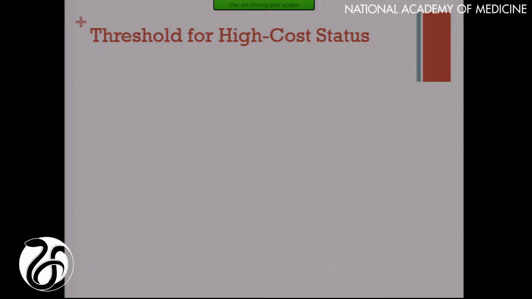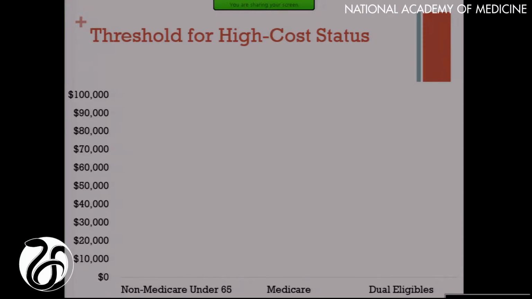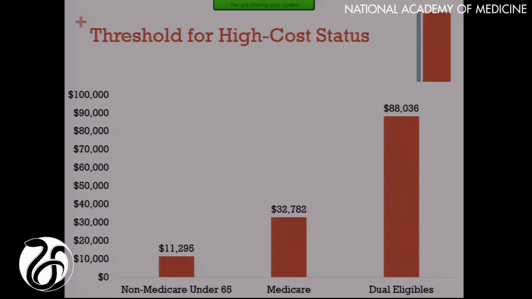If you look at the threshold for becoming high cost, back to those same three populations, the threshold is $11,000, where high cost is defined as the top 10%. Another way to say it is that 90% of people who don't have Medicare spend $11,000 or less in a given year. That number goes to $32,000 in the Medicare-only population. Another way to say it is that 90% of Medicare beneficiaries in a given year spend less than $32,000. And that number is much bigger for the duals. This is a population that's just expensive. This is a complicated population. It's a sick population with a lot of different healthcare needs.